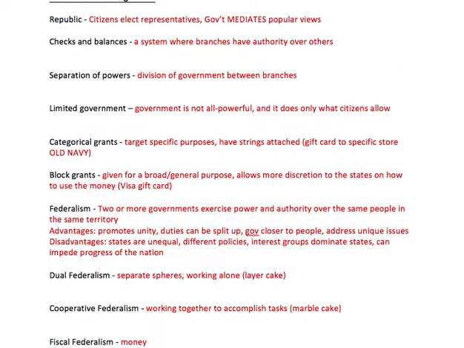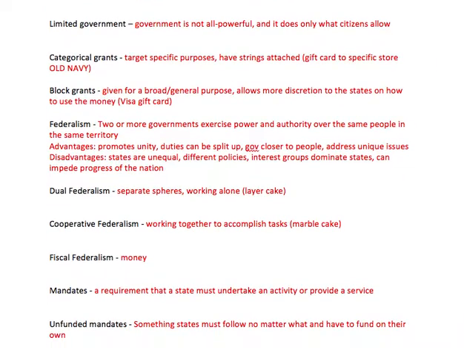A couple key terms: categorical grants, specific purposes. I compared that to an Old Navy gift card. You have block grants, which I compared to the Visa gift card. Block grants are what the states like, because they have more discretion, where categorical grants usually have strings attached. You have to do this for this purpose or else.